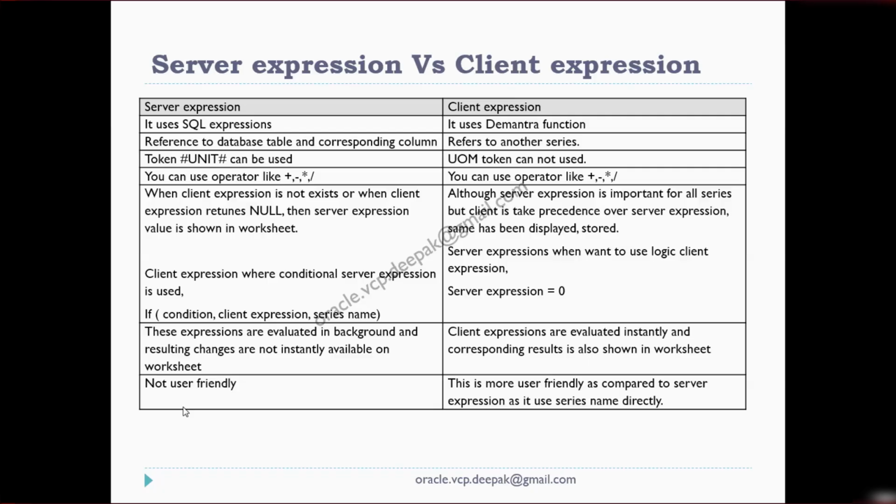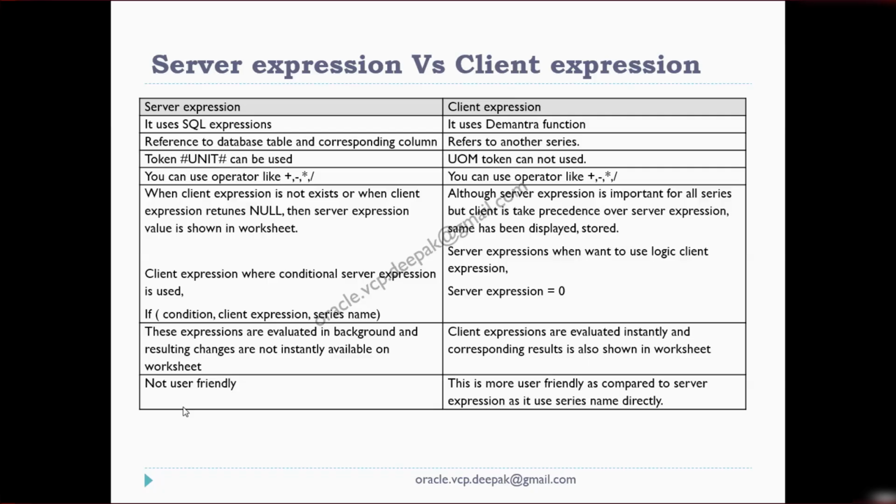Like if another series B is having a value more than 100, then show 100. So this is your client expression. But now that series is having a value 0. Then what should we do? Then if it is 0, then it will show null.